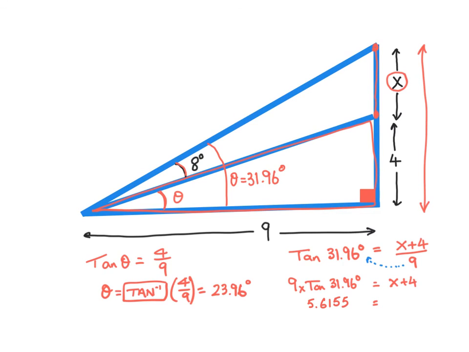I'm going to leave all those decimal places in there to begin with, and now I can subtract 4 now. The 4 comes to the other side as subtraction. And now x equals 1.6155, so 1.62.